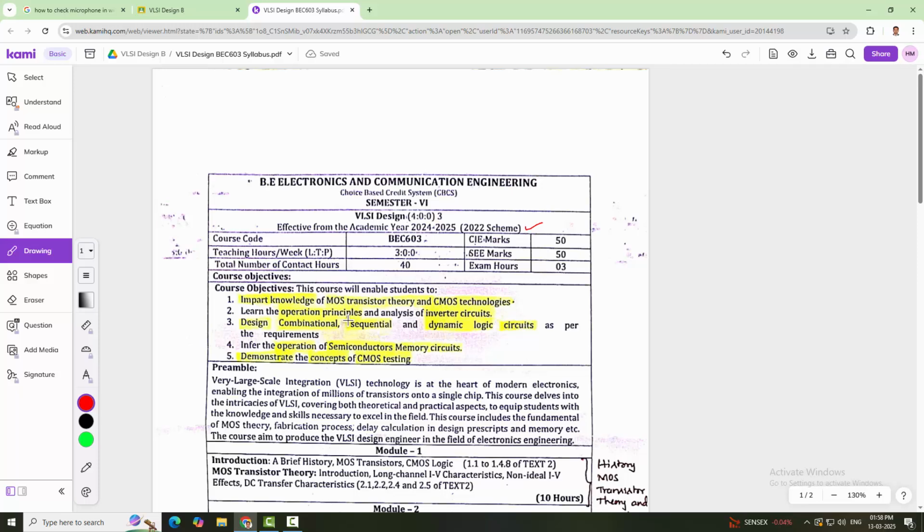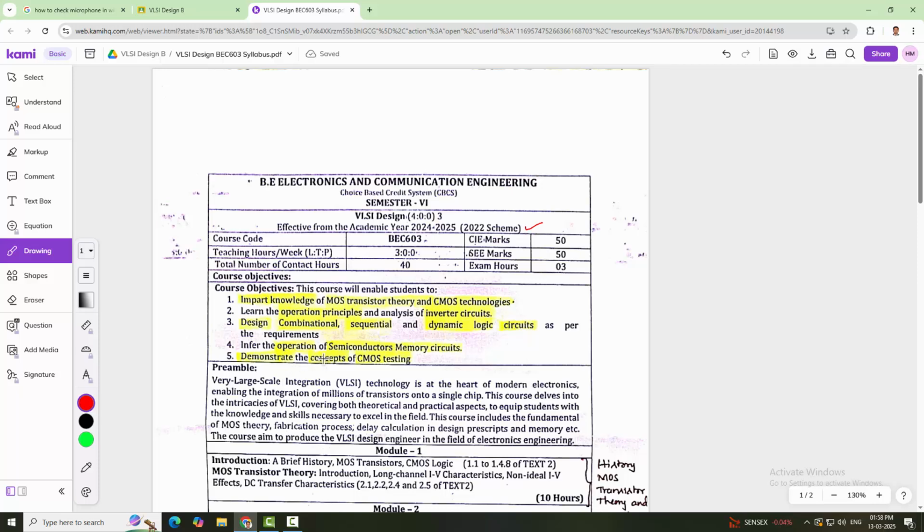The third objective, we are going to discuss the design of various circuits, namely combinational circuits, sequential circuits, and dynamic logic circuits as per the requirements. The fourth objective of the course is to infer the operation of semiconductor memory circuits. And the last objective is to demonstrate the concept of CMOS testing.